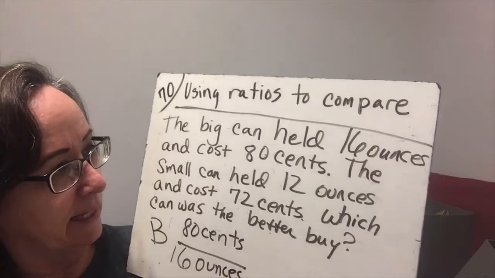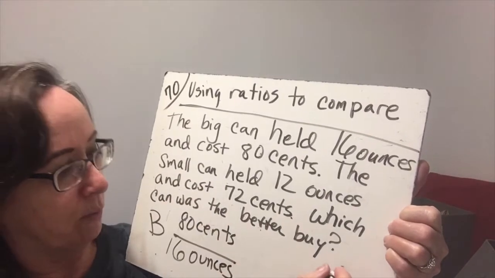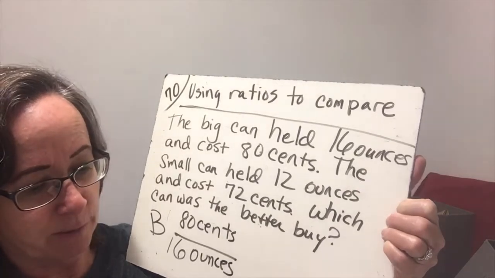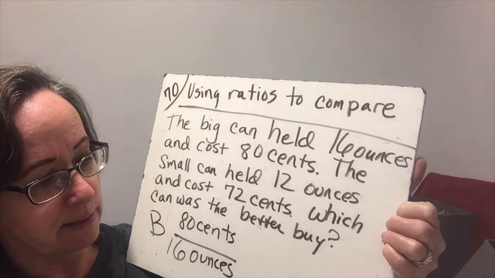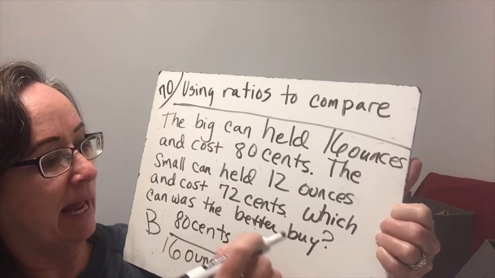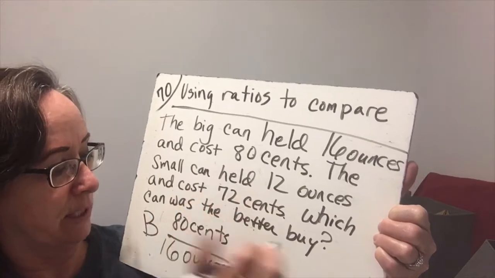All right, and then over here on the other side, we have the small can had 12 ounces. So we'll put that on the bottom. Okay, I'm just going to go ahead and use ounces. Okay, and then the abbreviation. And then on the top, we have 72 cents.